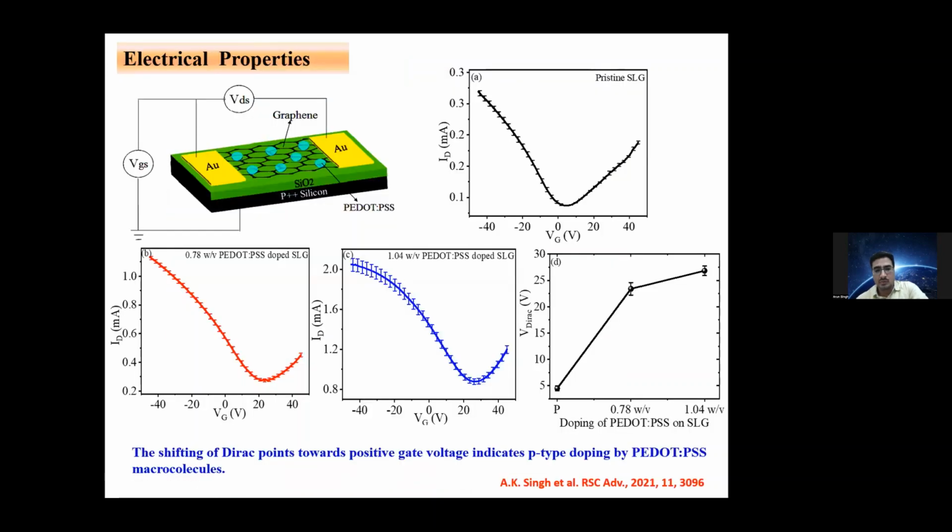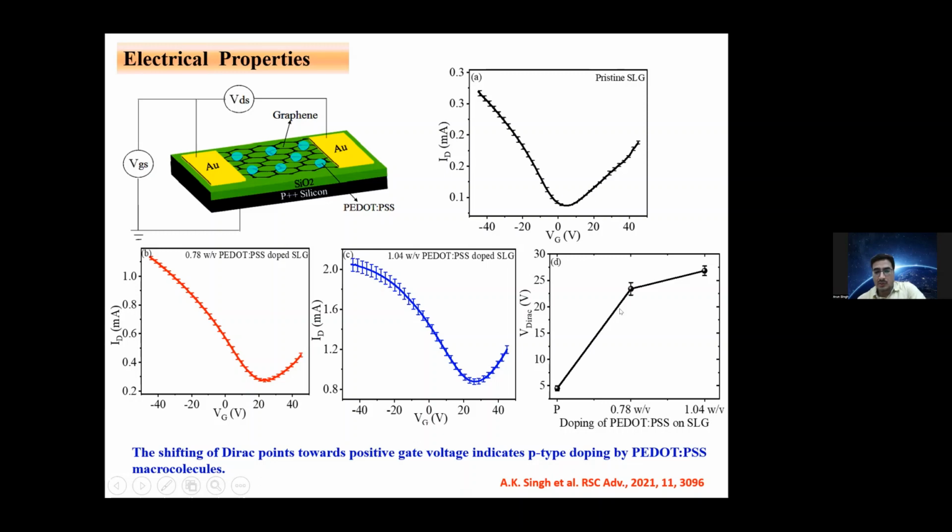Then we further confirm the doping by electrical transport measurement. We have measured the back gate voltage versus drain current. This curve represents the pristine single layer graphene. The Dirac point is at around 5 volts. When we doped with 0.78%, it shifted to plus 25 volts, and after 1.08% doping, it shifted to around plus 30 volts. So the Dirac point shifting toward positive gate voltage indicates hole doping in the single layer graphene.